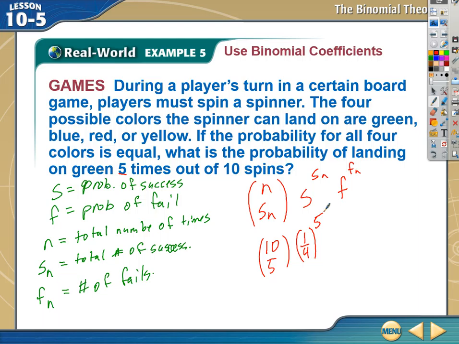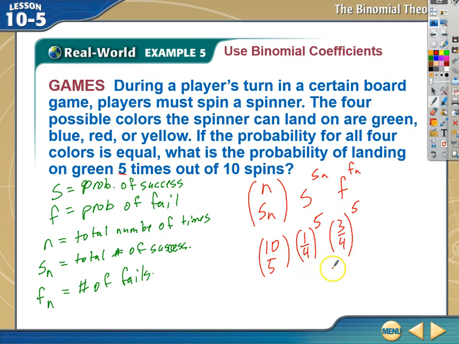And then F is the failure. So that means, what does it mean to be a failure in this example? It means that I land on one of the 3 of the 4 other colors. So that means my probability of a failure is 3/4. And again, I'm going to raise that to 5. Realistically, so what's this over here? What does this have to do with anything?